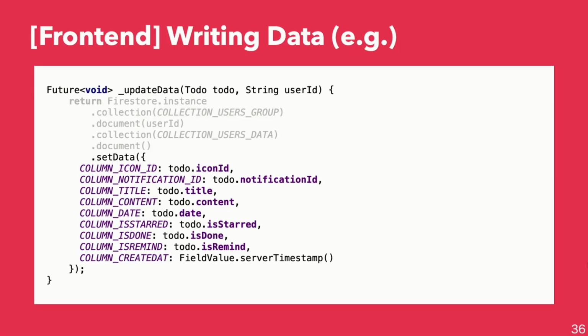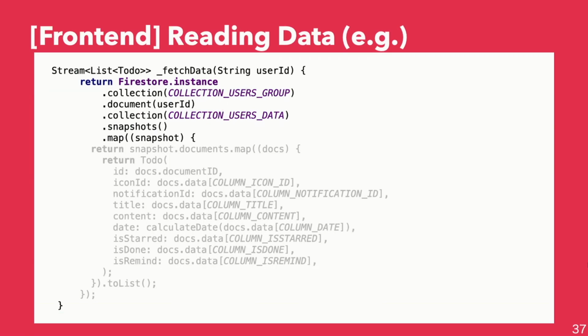Okay, next, these parts are for creating to-do data instance, setting key value data such as title, content, and others. In this way, we can write a to-do data onto file store. Okay, next slide. This is an example for reading to-do data from a file store.